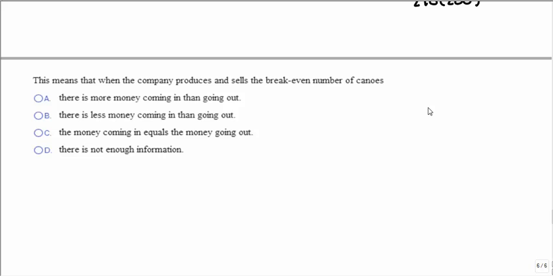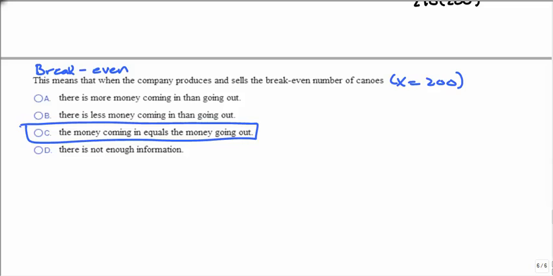So break-even. Let me put the word break-even up here so we remember what we're looking at. This means that when the company produces and sells the break-even number of canoes, which in our case was x equal 200, there's more money coming in than going out, there's less money coming in than going out, or the money coming in and going out is equal. Okay, so that's the option that we're looking at here. That's why it's called break even, because they're equal.